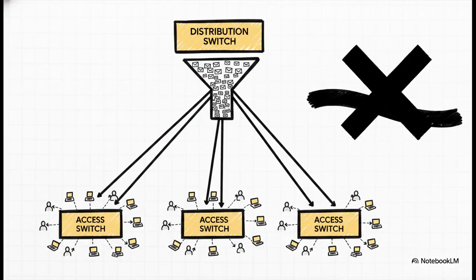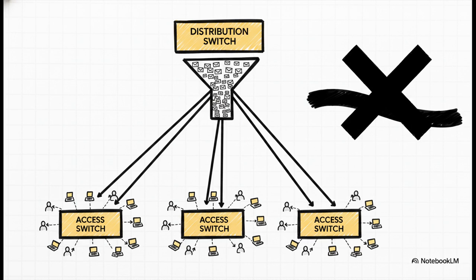Well, here's the specific scenario. Imagine you've got a building with 3 access switches, and each one of those is serving hundreds of users. All 3 of these access switches connect upstream to a single central distribution switch. Now, if each access switch only has a single uplink cable to the distribution layer, you've created a massive funnel. Literally hundreds of users are trying to squeeze their data through one physical wire at the same time.